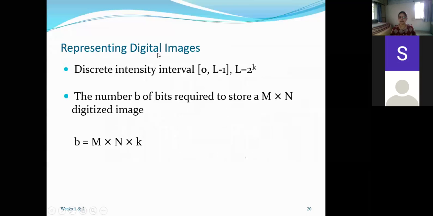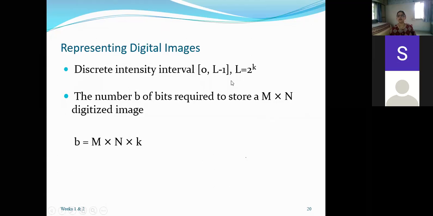Now, in order to represent digital images, we need some storage, or some number of bits. Now, if I am using, say, 4 bits to represent a pixel of an image, there will be a total of 2 raised to 4 gray levels which you can have for that image. So 2 raised to 4 gives you 16. So if I'm using 4 bits to represent a pixel value, in total I can have 16 gray levels.